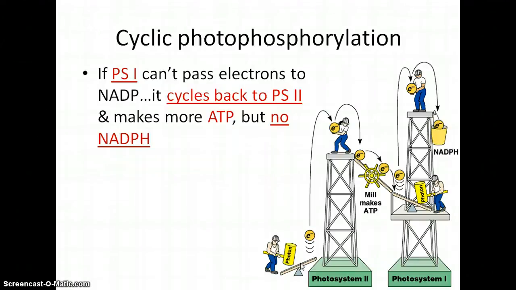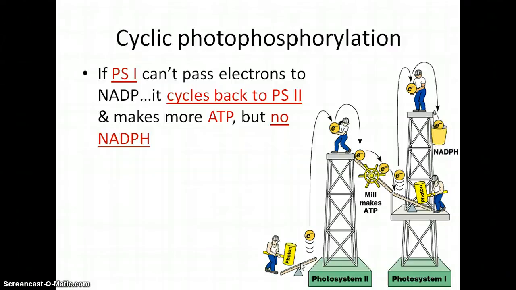But if photosystem 1 can't pass its electrons on to the NADP molecule, it'll cycle those electrons back to photosystem 2. And it actually cycles them back to the cytochrome complex that is in the first electron transport chain. And so what happens in that first electron transport chain is we get a lot more of the hydrogen protons being brought into the thylakoid space. So in that way, indirectly, this cyclic photophosphorylation allows the chloroplasts to produce more ATP.